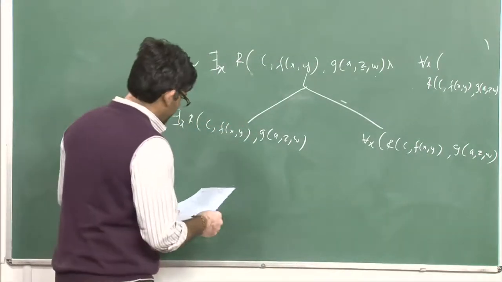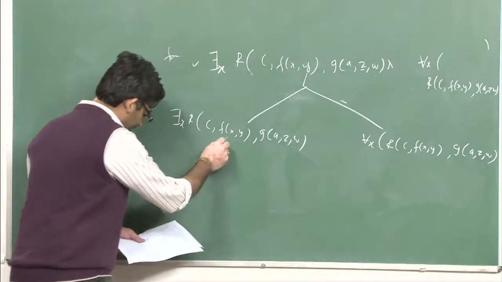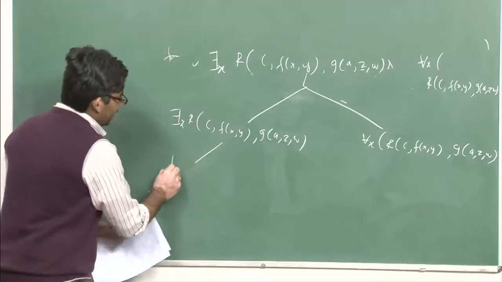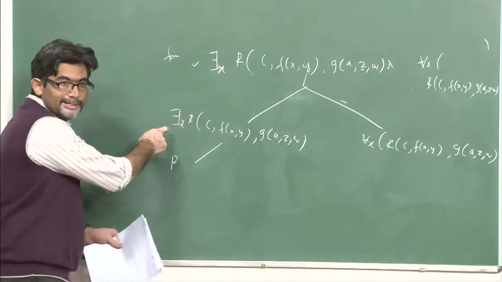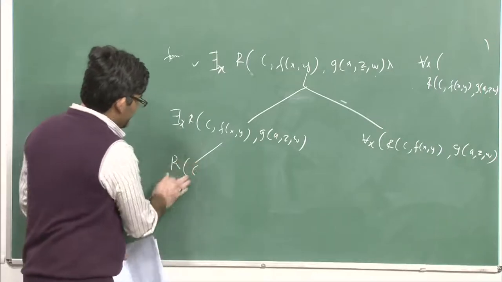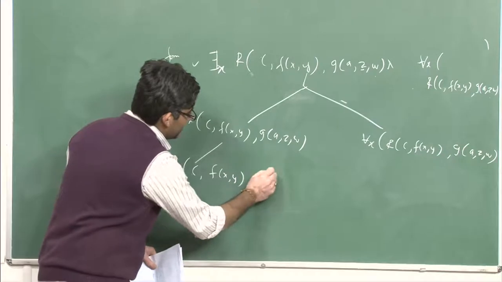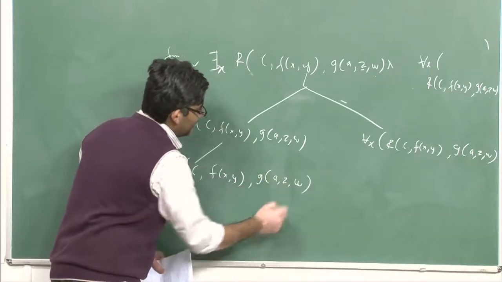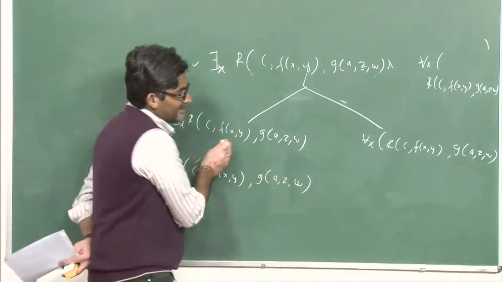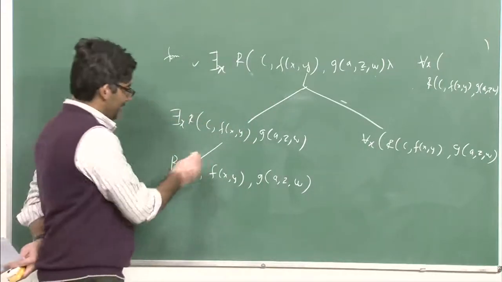So now the left hand side can be expanded to this. Now you have to eliminate this quantifier, and then this will not be eliminated. This is the way you form the trees, X and Y, G of A Z W. I'll be expanding only the left hand side of this. The right hand side you can expand using the same kind of thing.